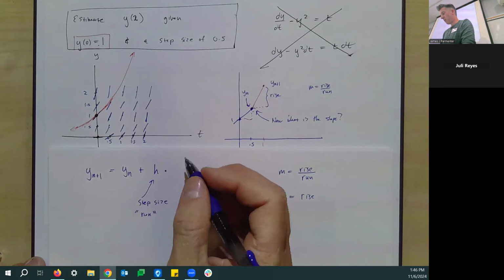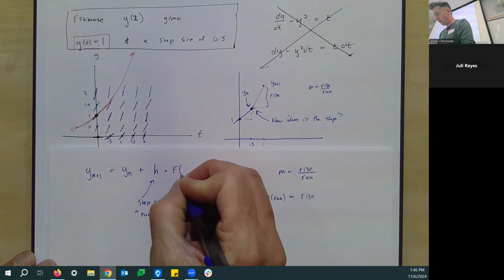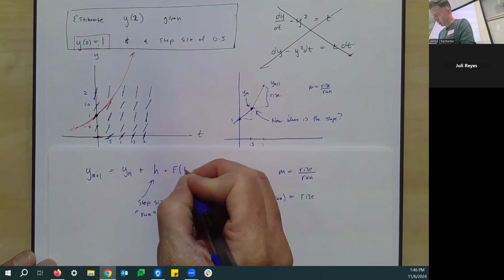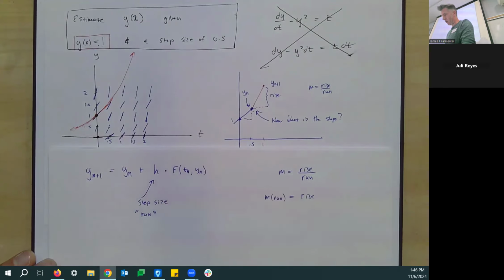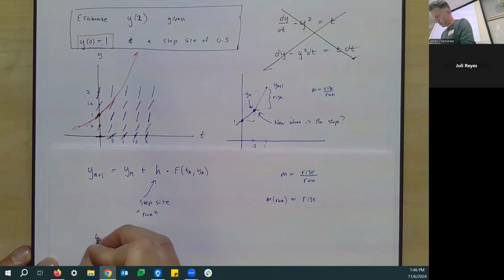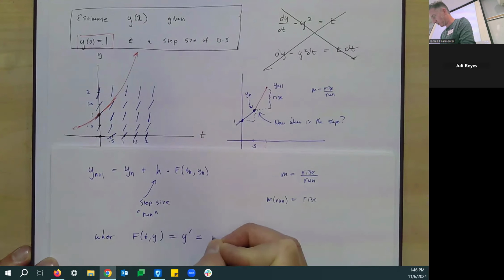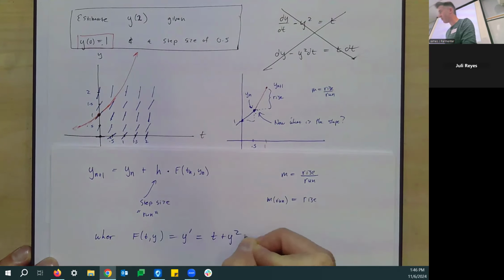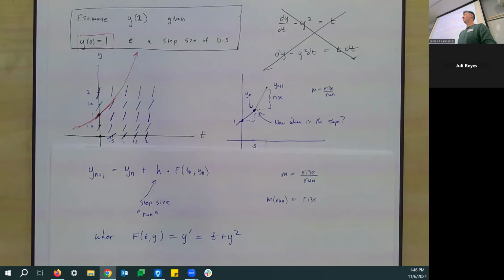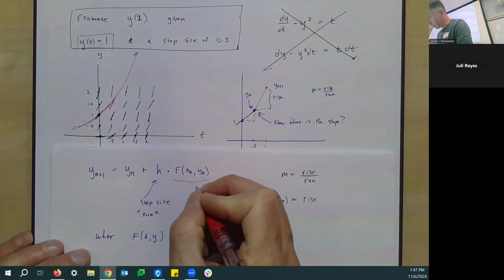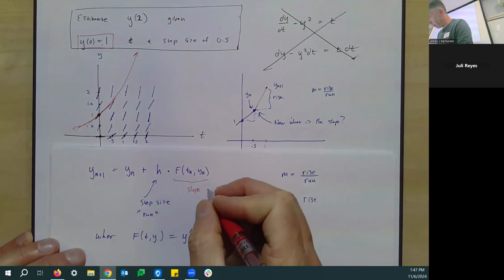multiplied by f of t sub n comma y sub n, where f of t comma y is what your differential equation is equal to. In this case, t plus y squared. I don't know why they picked the notation they're using, but this is the notation. So there's your step size, aka your run, and there's your slope, aka your y prime.